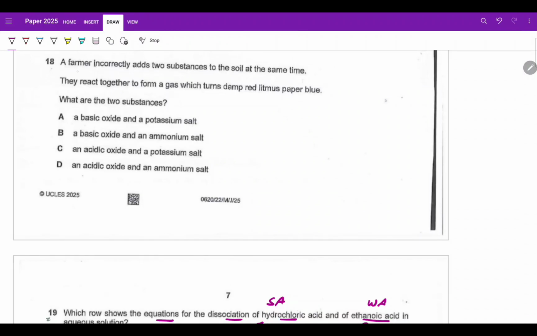Question 18. A farmer incorrectly adds two substances to the soil at the same time. Okay, they react together to form a gas which turns damp red litmus blue. Damp red litmus turning blue means the gas is basic, and the only basic gas here is ammonia. Which substance produces ammonia? We require ammonium salts. The first substance will be ammonium salt.